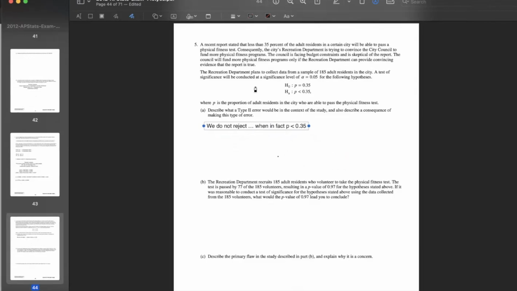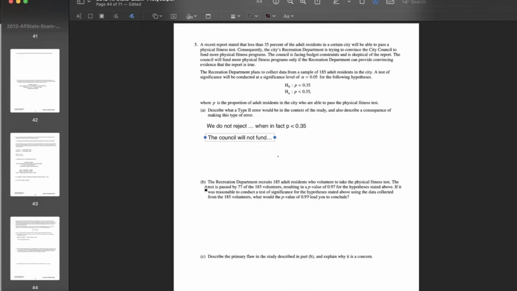All right, and now we need to describe a consequence. The question said that the council will fund more physical fitness programs only if the recreation department can provide convincing evidence that the report is true. So if we don't conclude this, then the council will not fund more physical fitness programs due to the lack of evidence.